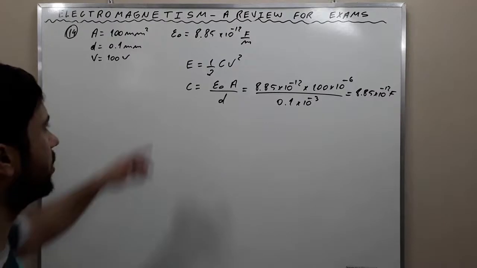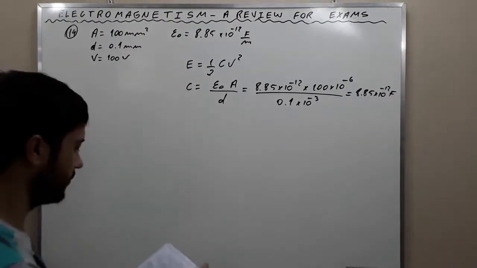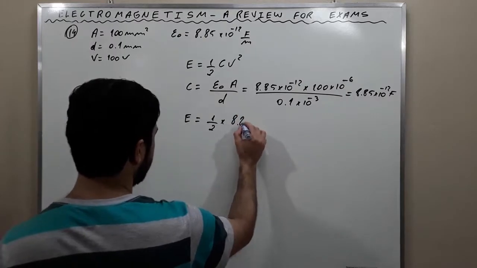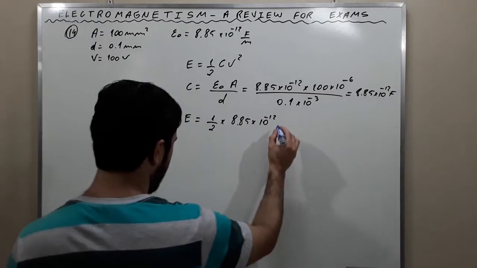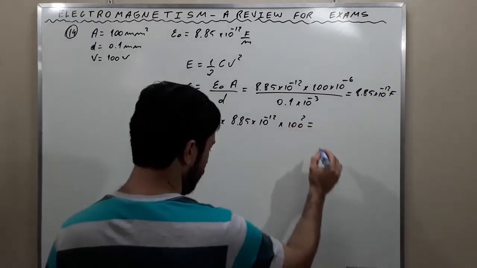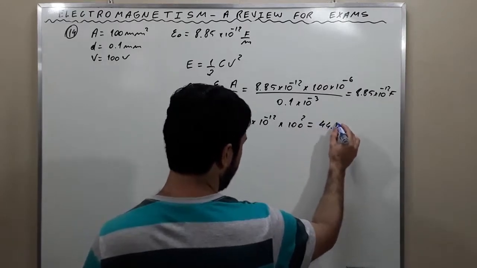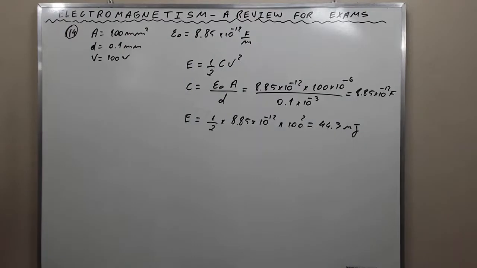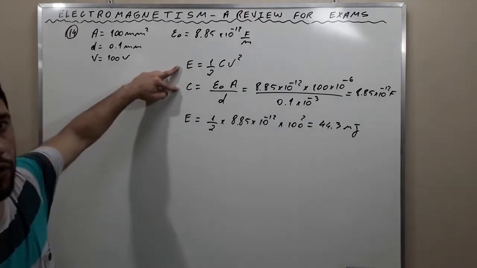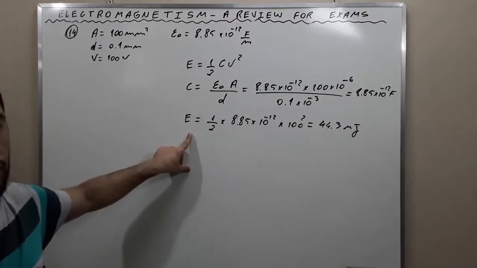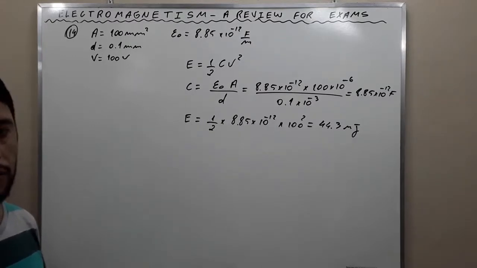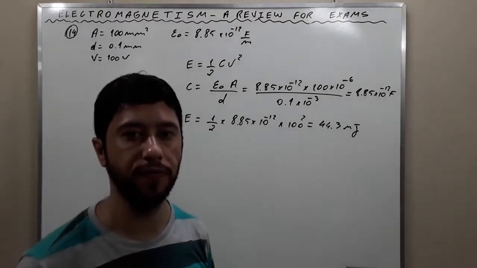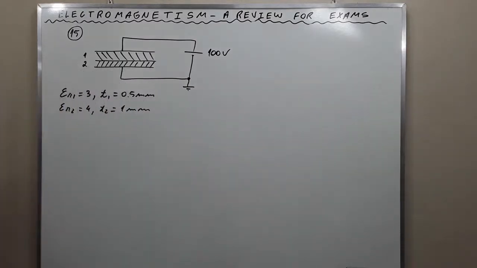With the value of the capacitance, we can use this expression here for the energy, and the energy is a half times 8.85 times 10 to the negative 12 times 100 squared, which is 44.3 nanojoules. Okay, a very simple exercise. All you need to know is these two expressions here, and be able to use them to find the energy stored in the capacitor. This is all for exercise 14. Let's go to exercise 15 now. Another very simple exercise.